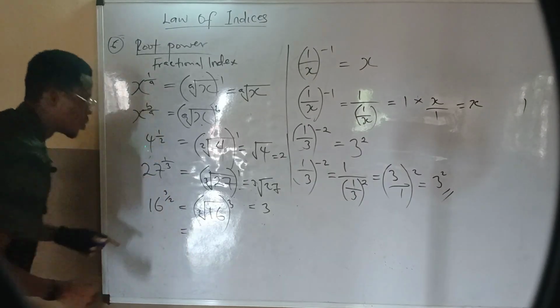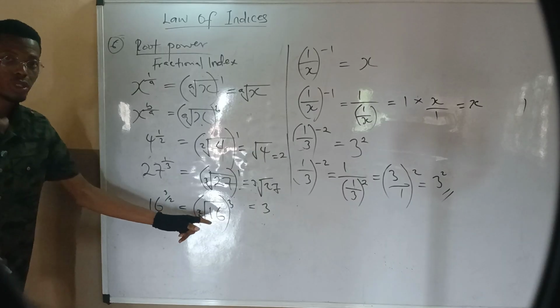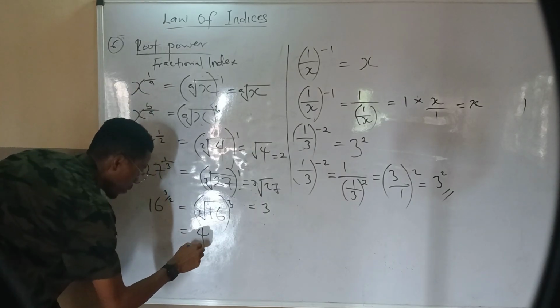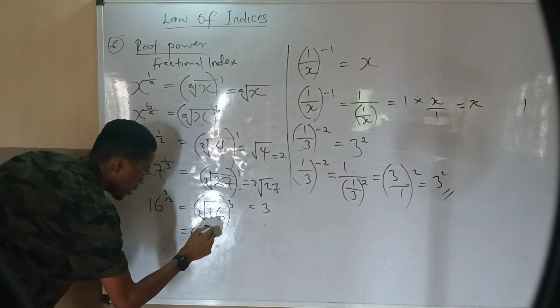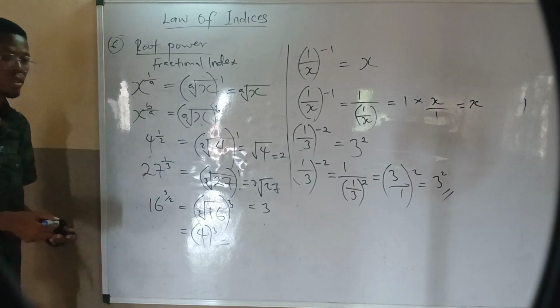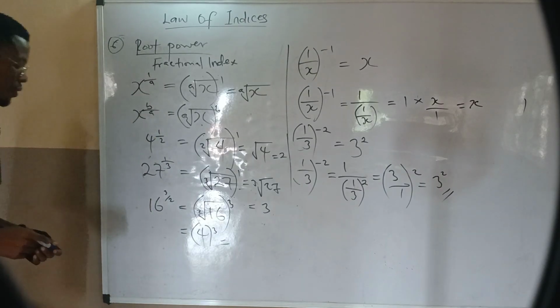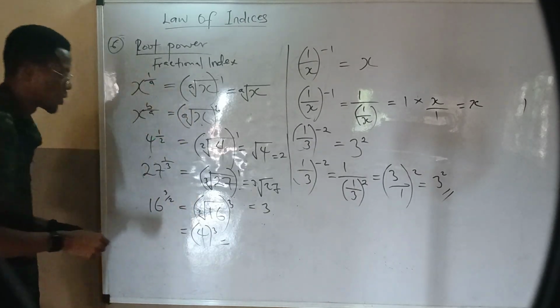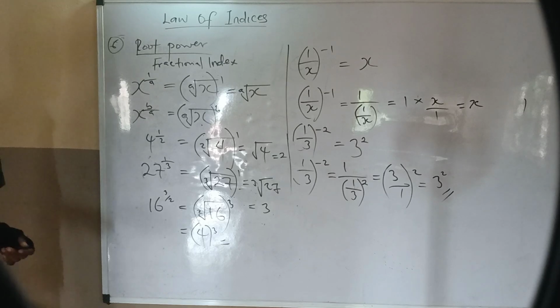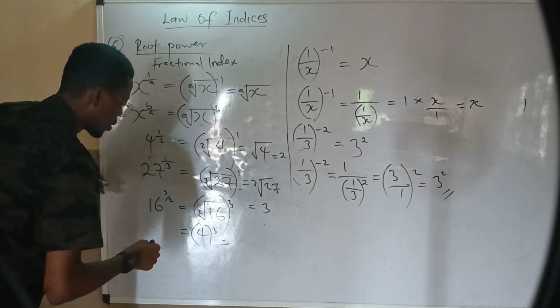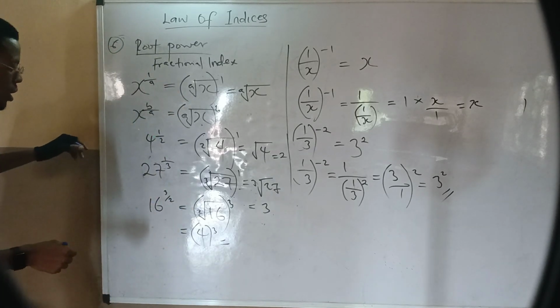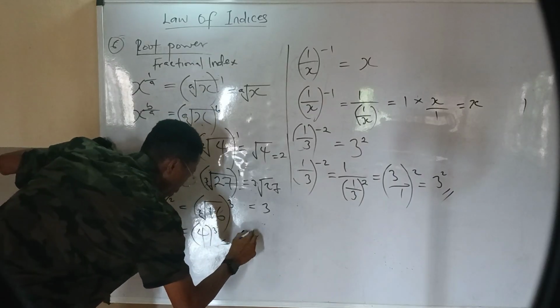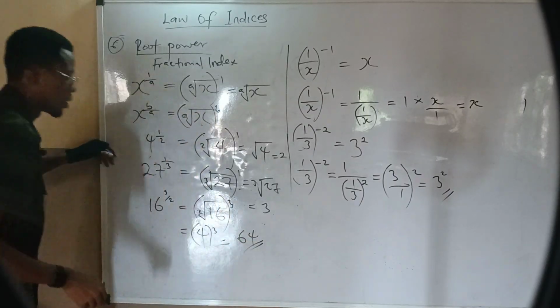We have here the square root of 16 is already given to us as what? 4. So we have 4 to the power of what? 3. Are you seeing it? So multiply 4 to the power of 3. We have 4 times 4 gives us 16. So 16 times 4 gives us 64. So we have 64 as our answer.